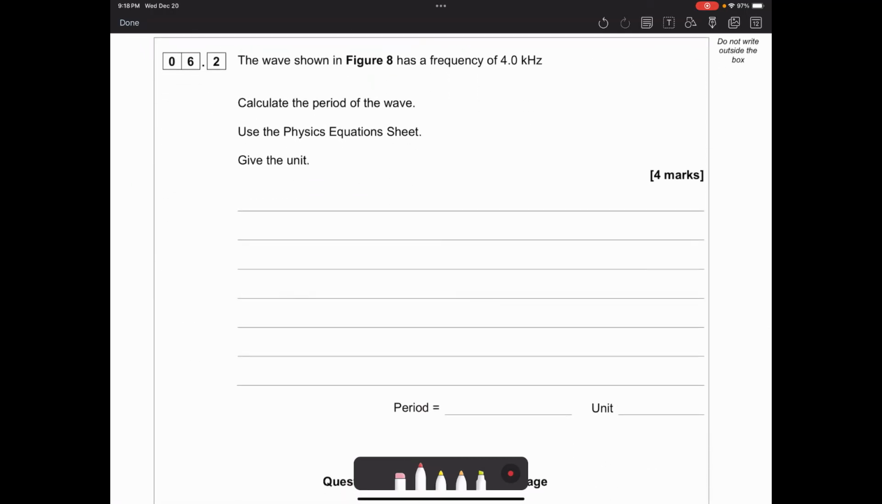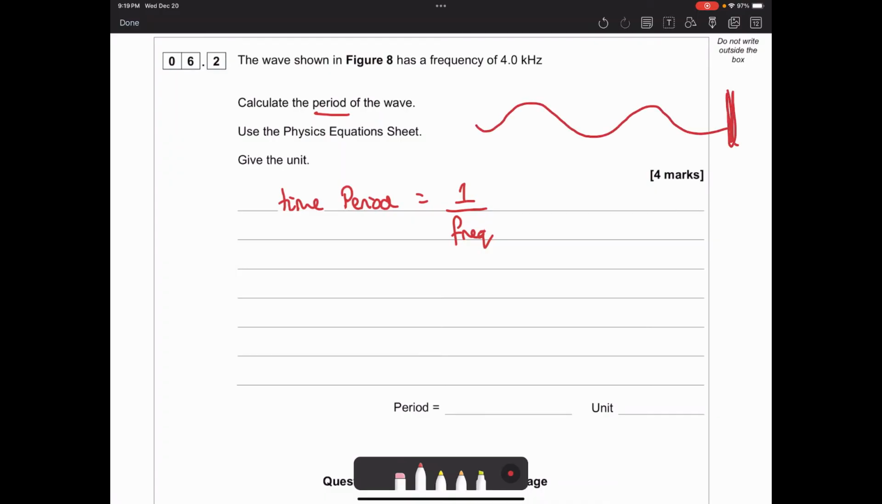The wave shown in figure 8 has a frequency of 4 kilohertz. Calculate the period of the wave, use the physics equation sheet and give the unit. If you look for your wave equation, that is period. The period of a wave, the equation says, is 1 divided by the frequency. The period of a wave is the time period of a wave. So it's how long it takes a wave to pass a certain point, or one complete wave, how long it takes it to pass one certain point.